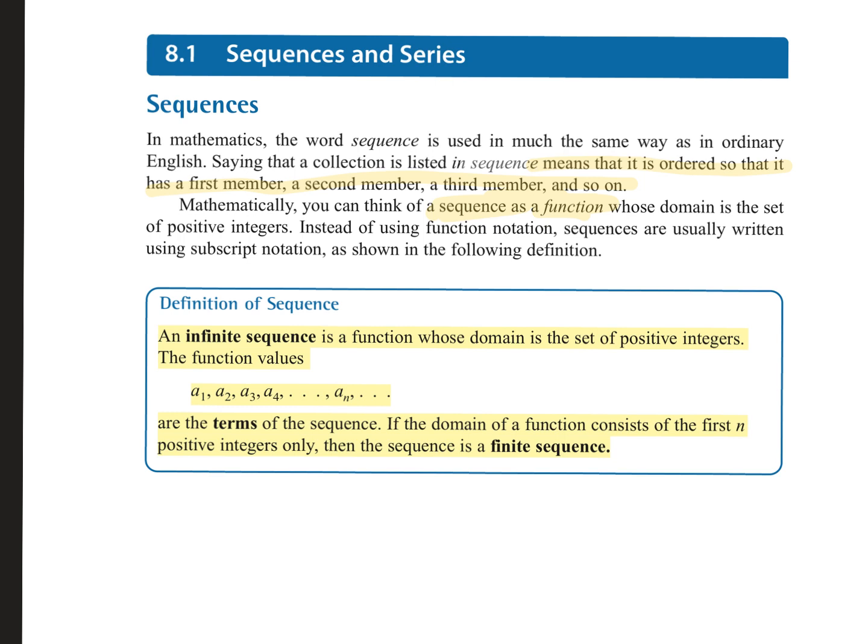I'm going to talk about two different kinds of functions. We're going to talk about arithmetic, which is 8.2, and geometric, which is 8.3. An arithmetic function is similar or is the same as a line, y equals mx plus b. A geometric is more of an exponential kind of thing.